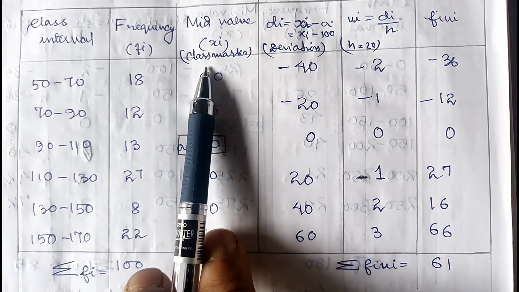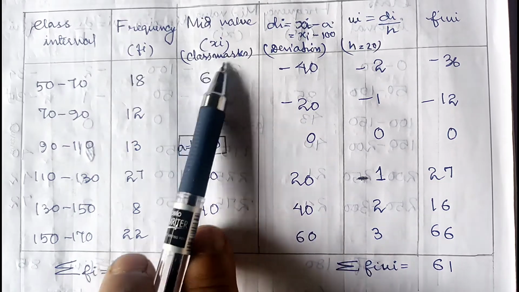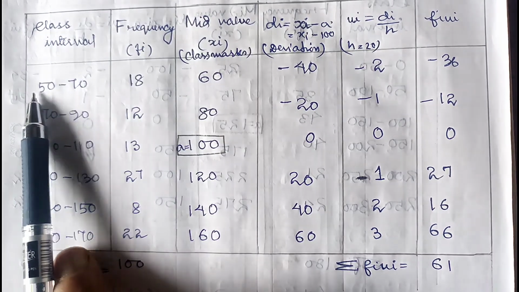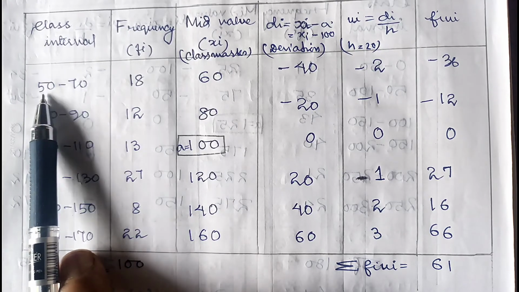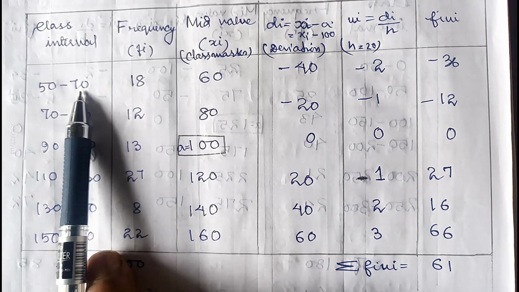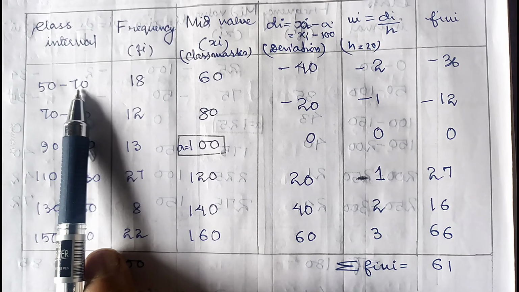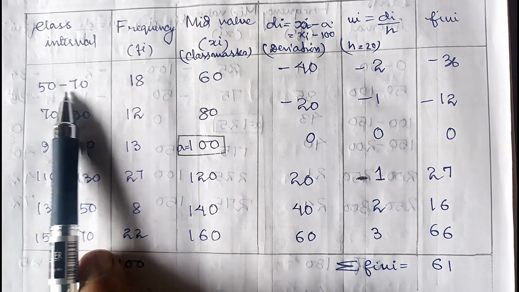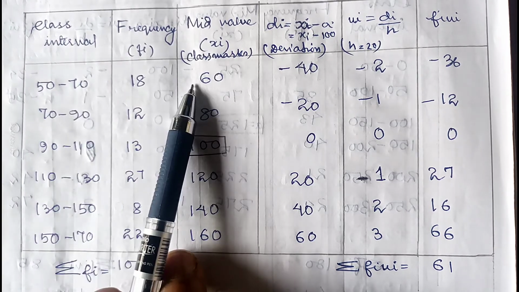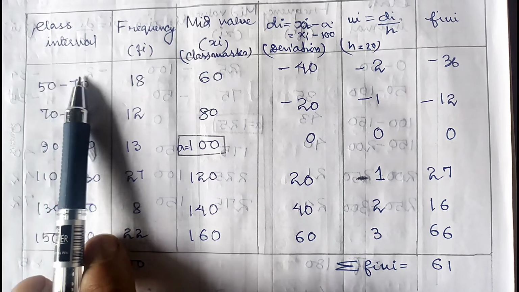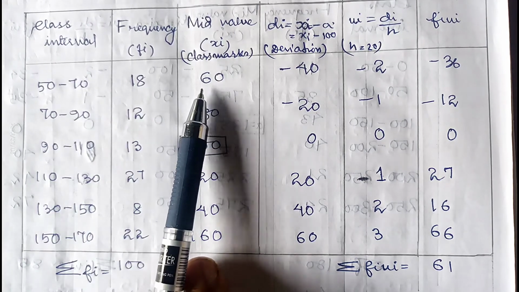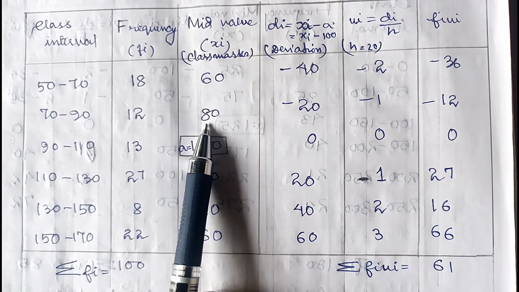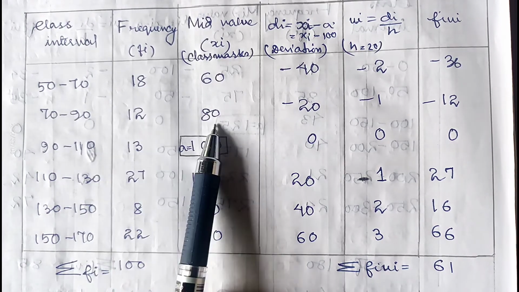First step is we have to calculate class mark. To calculate class mark, we add the lower limit and upper limit, that is 50 plus 70, and after adding these two we divide by 2. So 50 plus 70 is 120, and 120 by 2 is 60. Here class size is 20. Since class size is 20, we add 20 to 60, then we get 80, which will be the class mark for the next row.